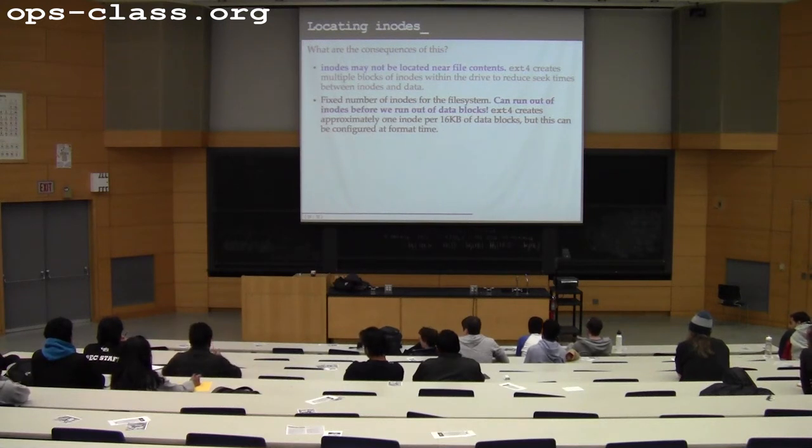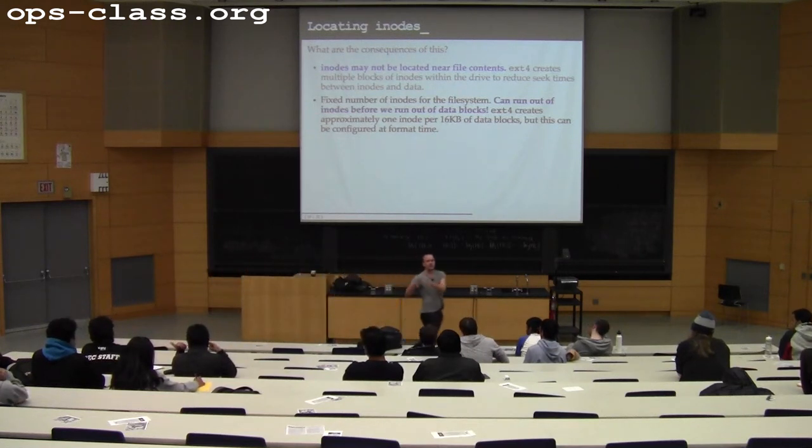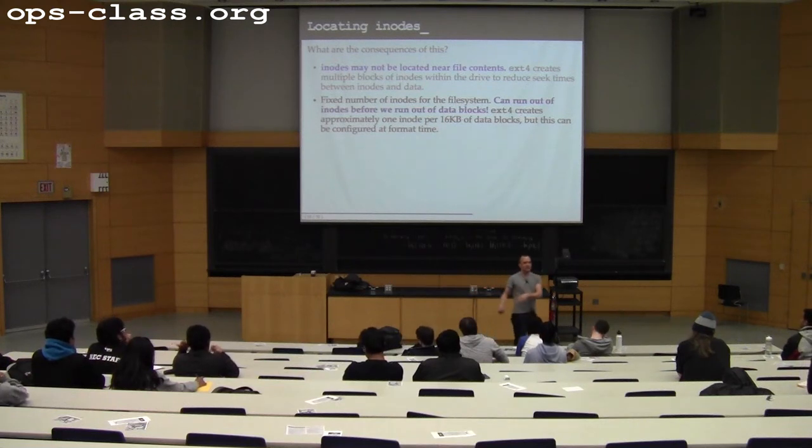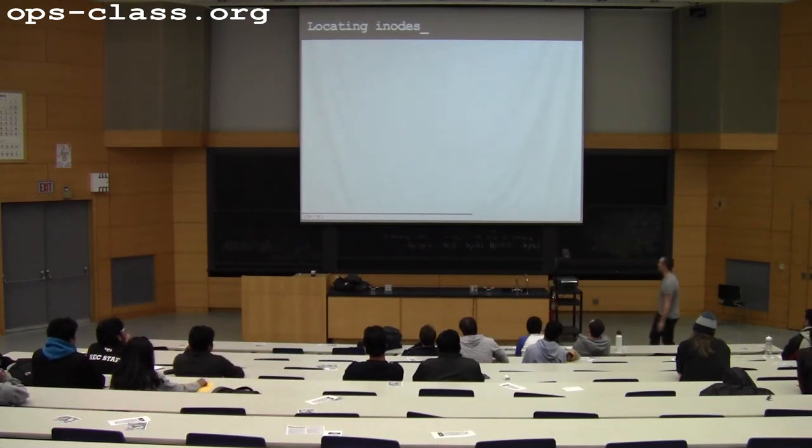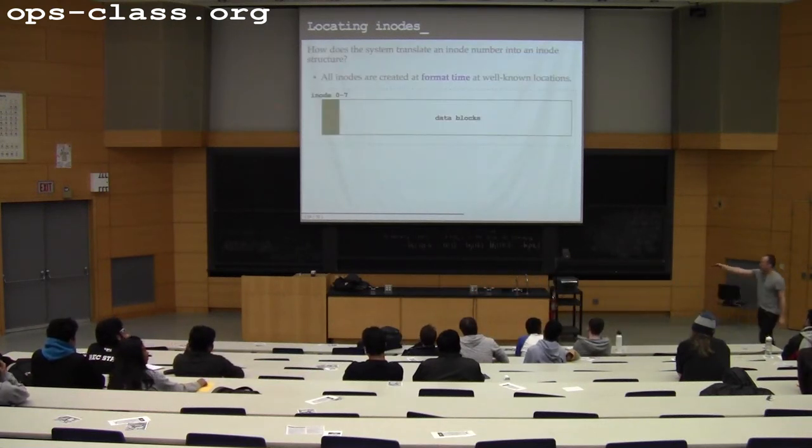The other consequence for how we use the disk is that the inodes are not necessarily going to be close to the contents of the files that they're describing. Remember, the inodes are all at these fixed locations throughout the disk. So in my little diagram, I put them all here. Now, as disks get bigger and bigger, would it still make sense to have all the inodes at the beginning of the disk?